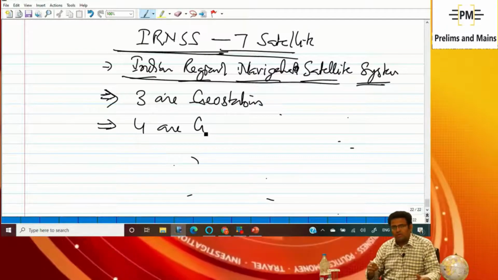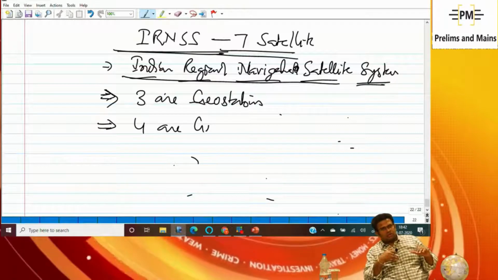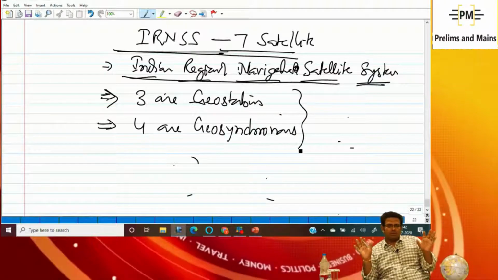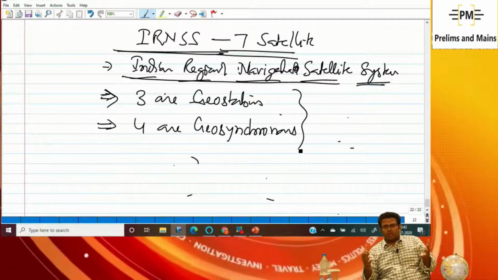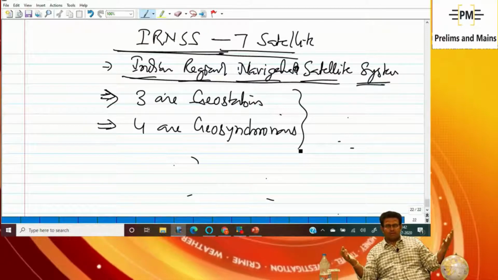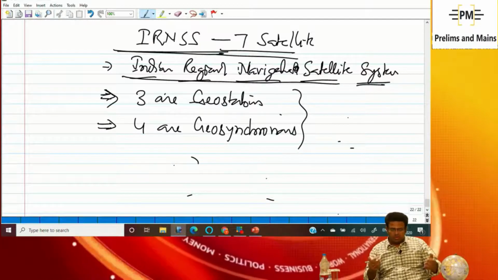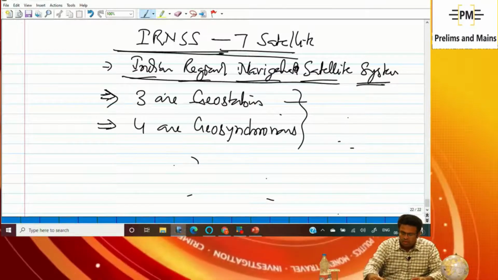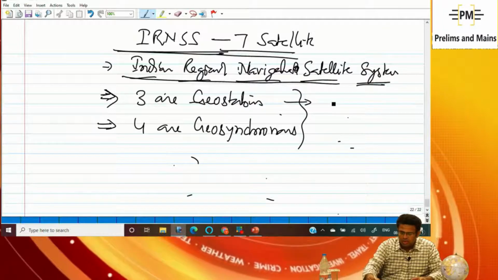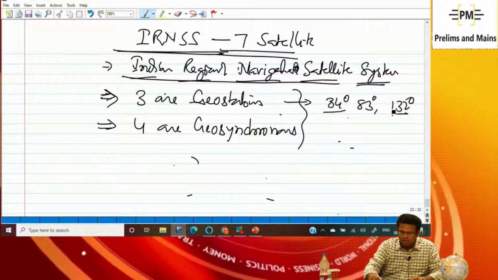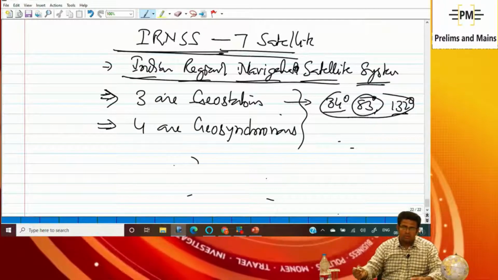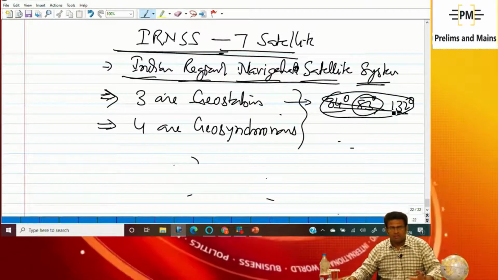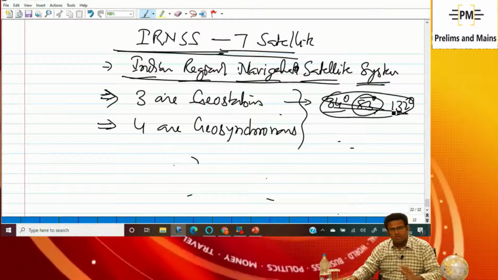And you know that if you want to clear this examination, at what latitude, at what longitude it is making an angle and all, it is not required at all. If you want a large amount of information about this IRNSS, then I can make you remember this: the geo satellites are at 34 degree, 83 degree longitude, and then 132 degree longitude. And some are geosynchronous, at 55, 111 degree like this. So this is not required at all.